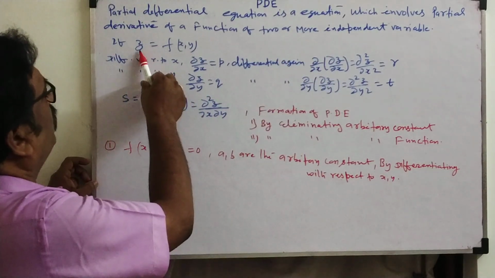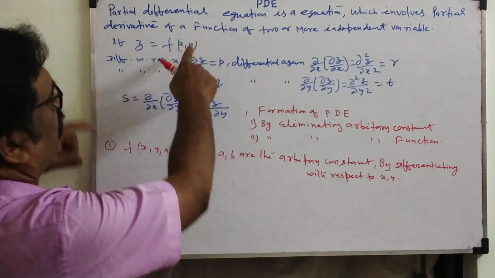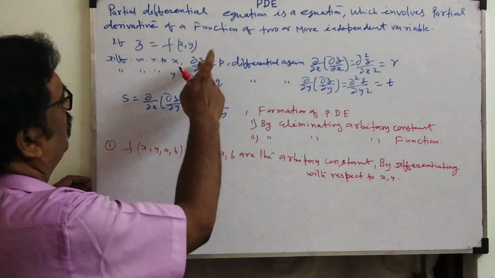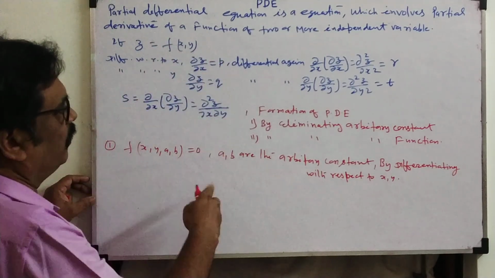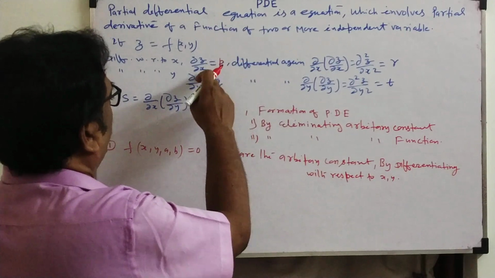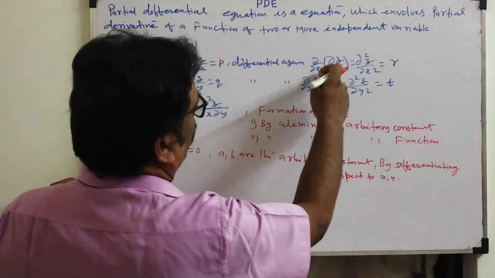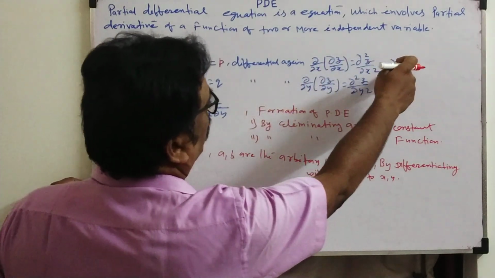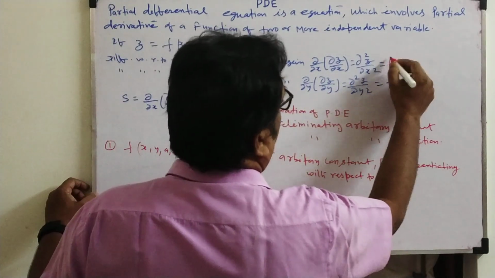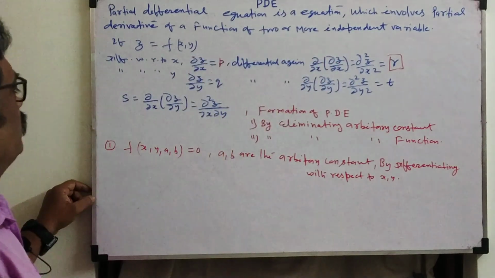So z is the dependent variable, x and y are independent variables. So z depends upon a function of x and y. If we differentiate with respect to x, ∂z/∂x, that symbol you have to remember, I have given here as p. If you differentiate one more time, ∂/∂x of p, it becomes r. You have to remember, r means two times differentiation with respect to x.